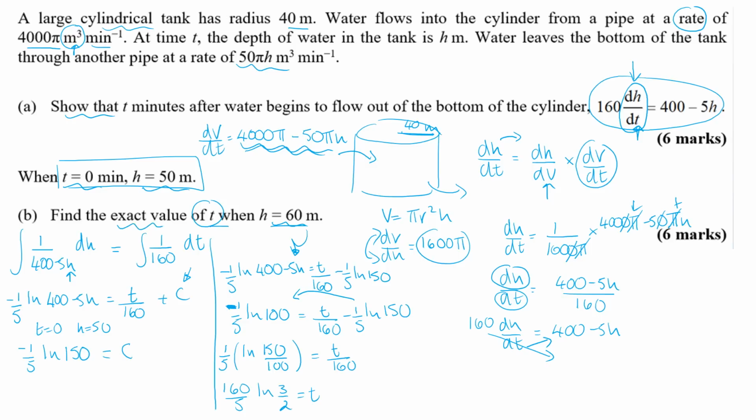Now notice it says exact value. It's not wanting us to work it out. Sometimes it does, and more often it does, because in a real life situation you more tend to give it as the decimal. But here it's asking us for the exact value. So 160 divided by 5 is going to be 32. The ln of 3 over 2 is equal to t.